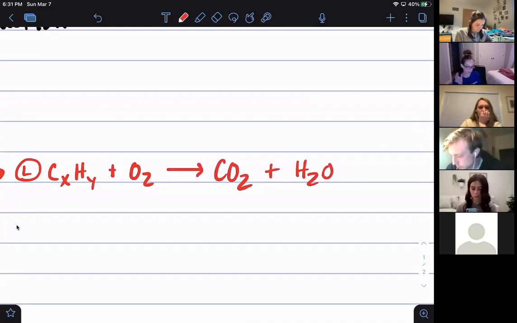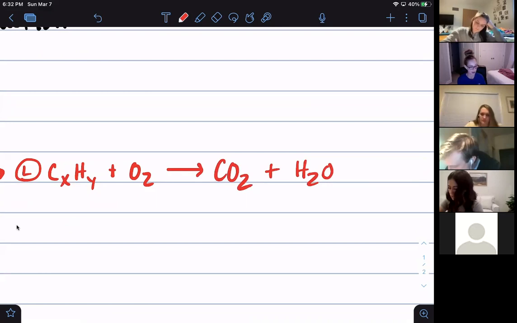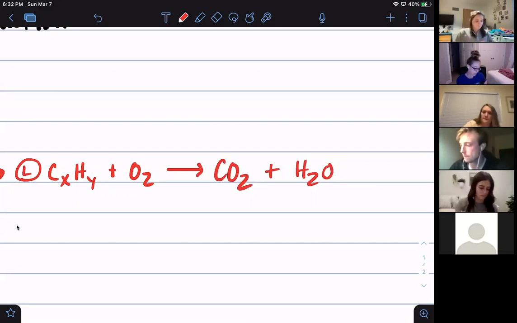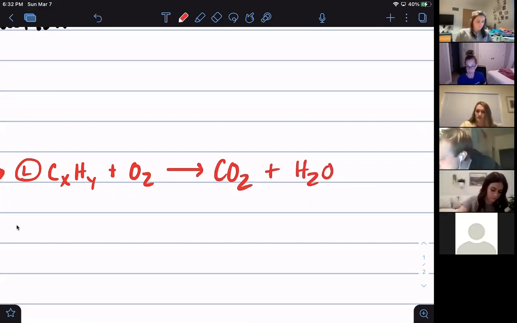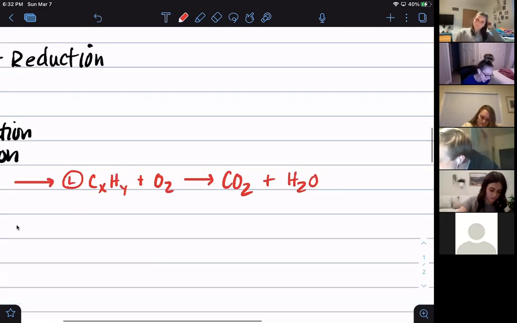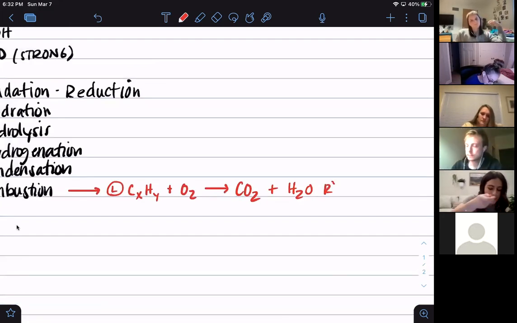okay? Your reaction has to look like this. You can have any other weird stuff in solution or attached to your hydrocarbon, okay? But realistically, this is what it looks like, because you're not going to get the products without a good hydrocarbon, okay? It doesn't matter how many carbons. It could be 2 carbons and 6 hydrogens, or it could be like 32 carbons and then 100 and something hydrogens. It doesn't matter, okay? So that's combustion. This is on the right side, so the products.